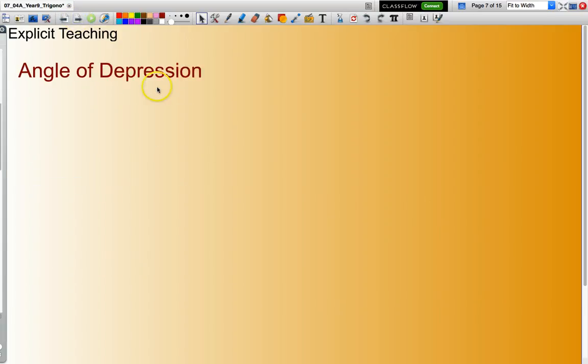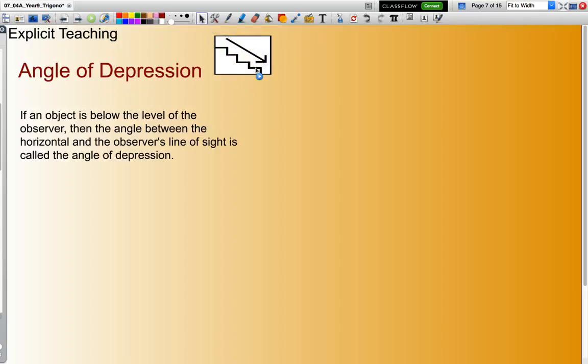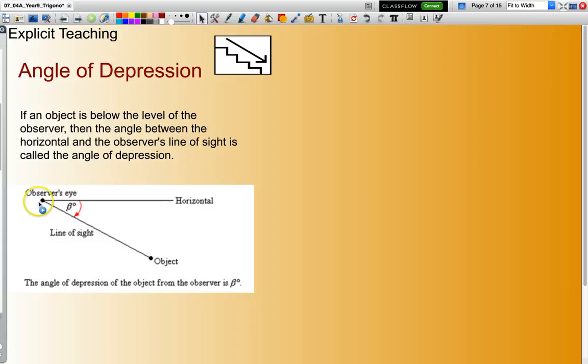All right, the angle of depression. Now, depression I like to think of as looking downwards. So you'll see here, this time we're going down some steps. And another definition here, but I prefer just with a picture. If my eye, the observer's eye, is here, and the horizon is there, the angle of depression is this angle here looking down towards an object.